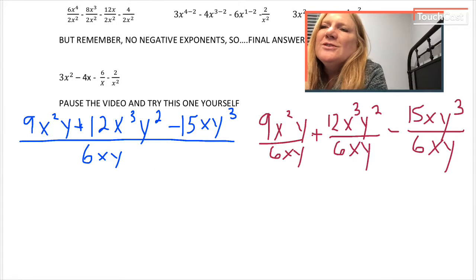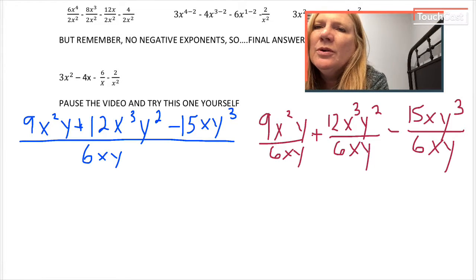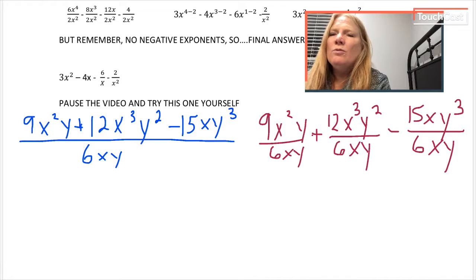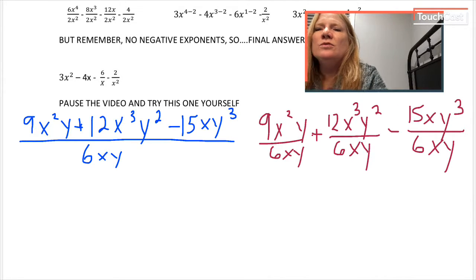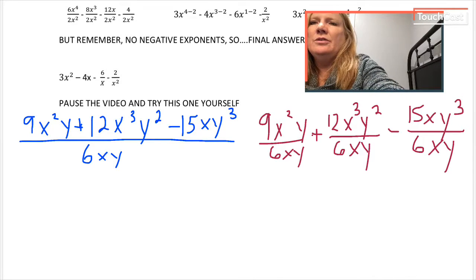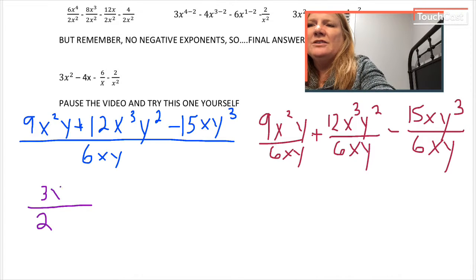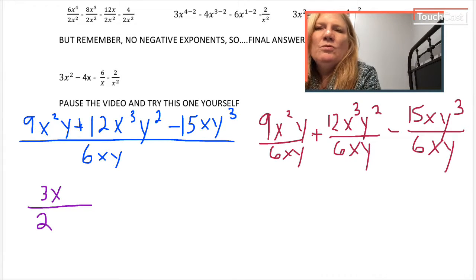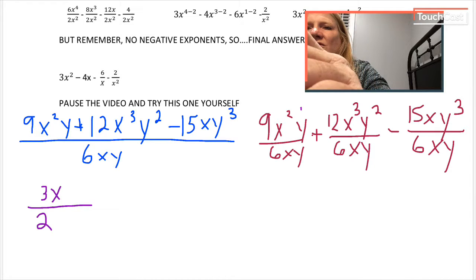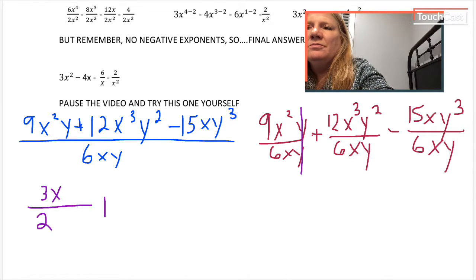Okay, I copied the problem over so that we'd have a little more space. All I did is separate it out and put each of the terms from the top over the bottom. Then we will go through and simplify. Now 9 over 6, we can simplify, they're both divisible by 3, so that can be 3 over 2. Then we have 2 minus 1 for the first x, so 2 minus 1 is just x. Then we have y over y, and that's just going to be 1 in itself. So we can stop there.